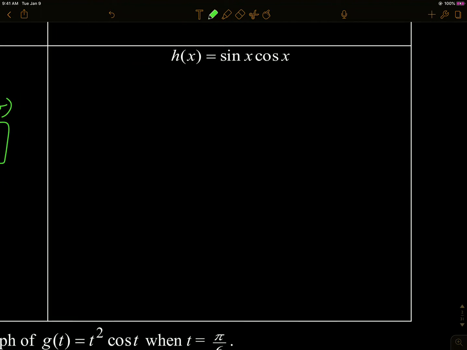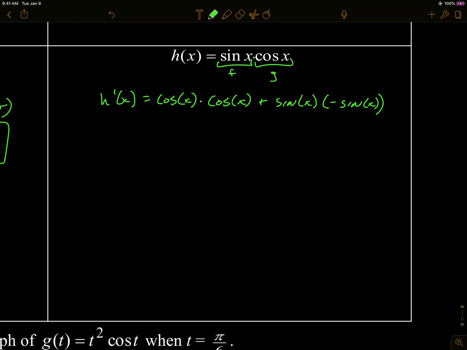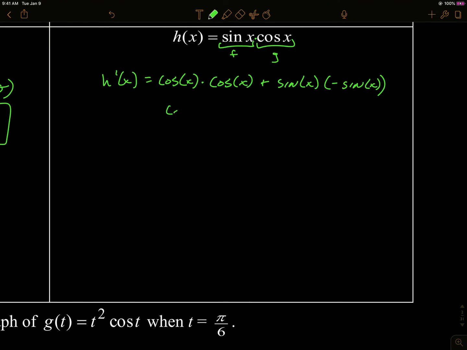Let's do another one here. That's my f, that's my g. Because there's multiplication in between them, I do product rule. H prime of x equals the derivative of f times recopy the g, plus recopy the f times the derivative of g. So that's going to give me cosine squared x minus sine squared x. So I could leave that as is.